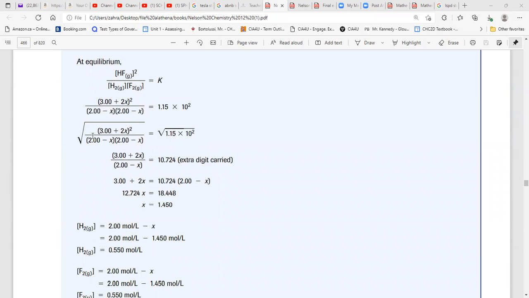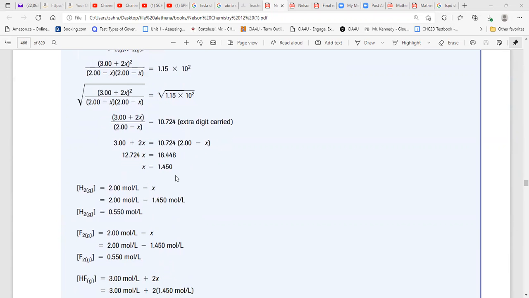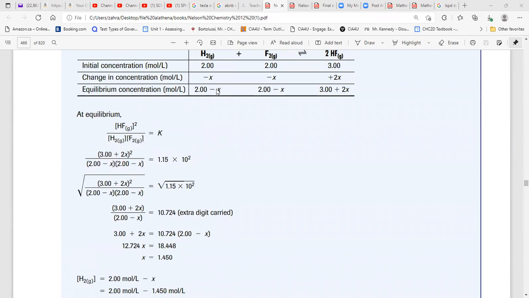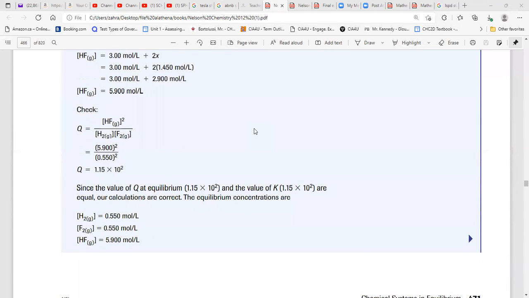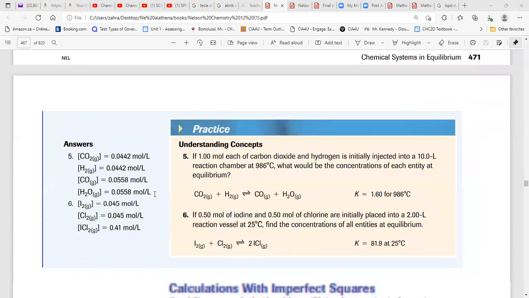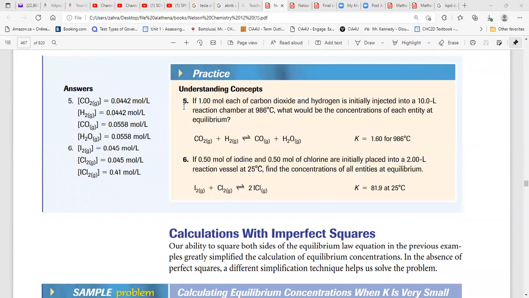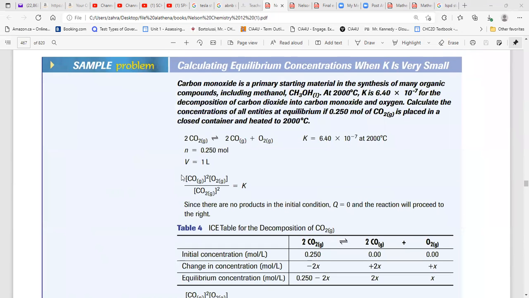Now, again, here is 2 minus x power 2, right? We can square root both sides to get rid of this square part. Cross multiplication, rearrange for x, and again, you have the value of x. You can put that x into the equilibrium expressions to get the concentration of each entity at equilibrium. And at the end, you can check your answer. Okay, to practice, please do question number 5 and 6. Here is another one.